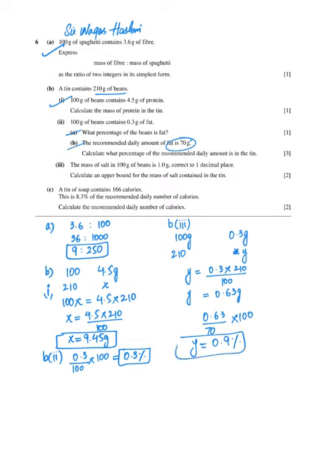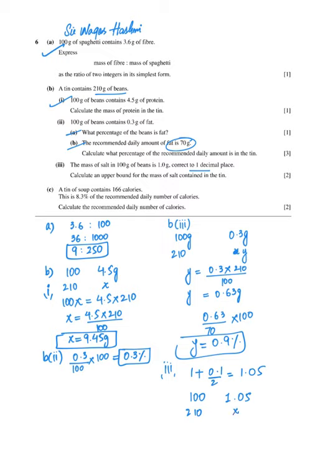Now in part 3, it says that the mass of salt in 100 grams of beans is 1 gram, correct to 1 decimal place. Calculate an upper bound for the mass of salt contained in the tin. At first, I need to find out the upper bound. So it will be 1 plus 0.1 divided by 2, which leads to 1.05. After 1.05, I can do the cross multiplication: if it's 100 grams, the upper bound is 1.05. When the amount in the tin is 210 grams, what is the amount of salt in it?